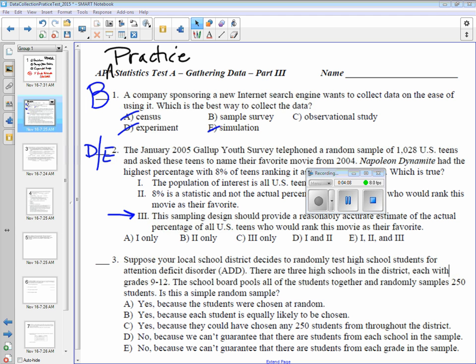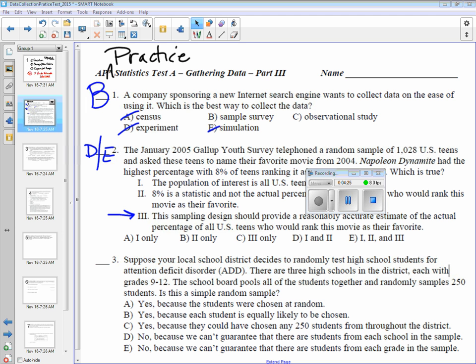So we can rule out D and E. I know it's an SRS because I put everybody together. It's kind of like thinking about putting everybody in a hat. Would you agree? All the names are together, and we're collecting a group. So I know it's an SRS for that reason. But why is it?